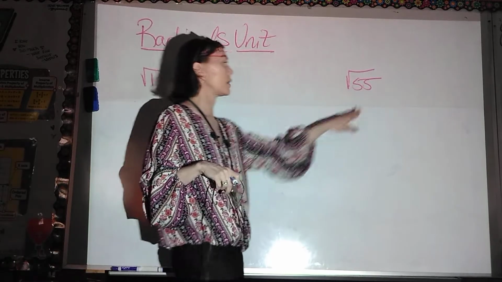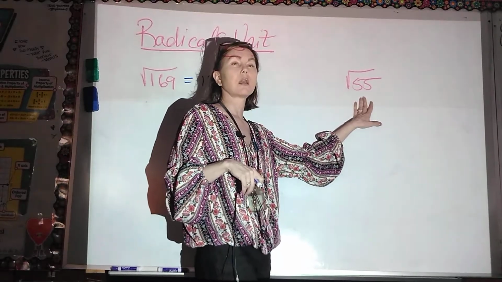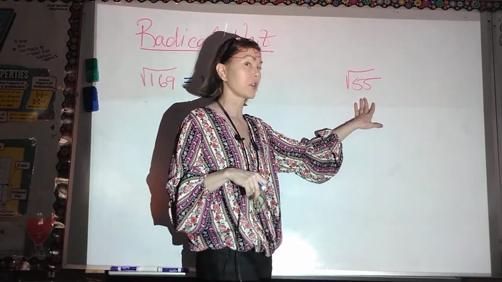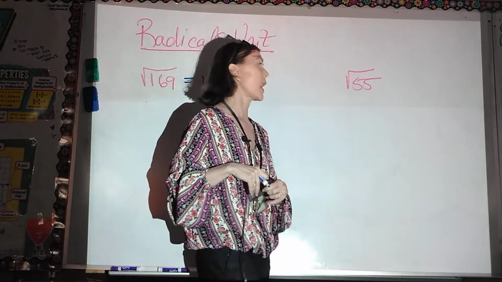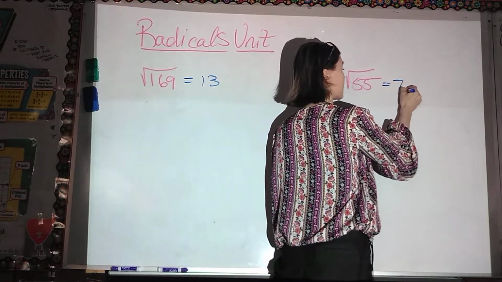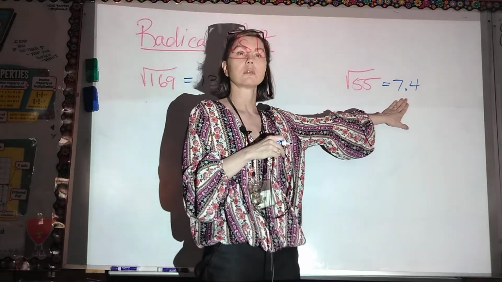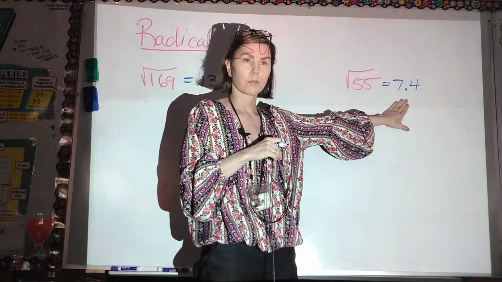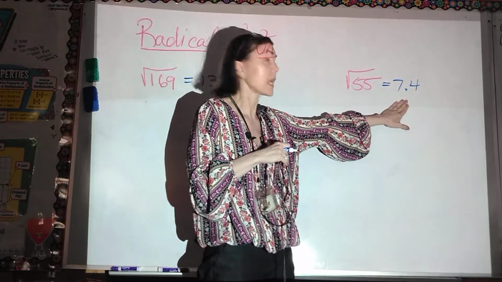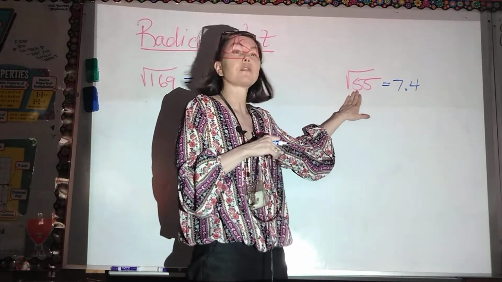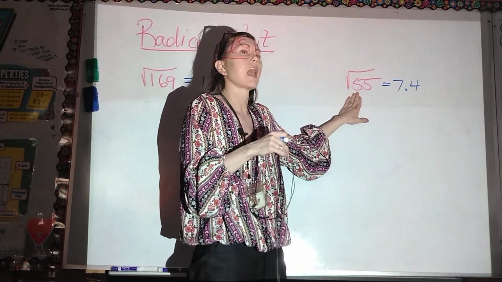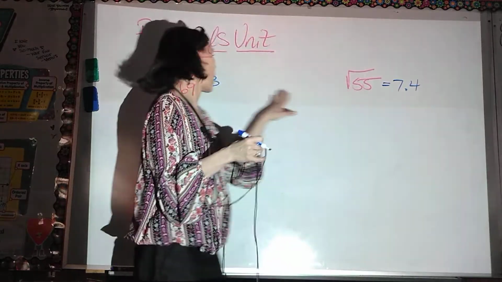So now everyone, I need you to take the square root of 155 with your calculators, okay? And we should get approximately 7.4. Now, we got a decimal for our answer. This means that 155 is not a perfect square. So I want to show you the difference.